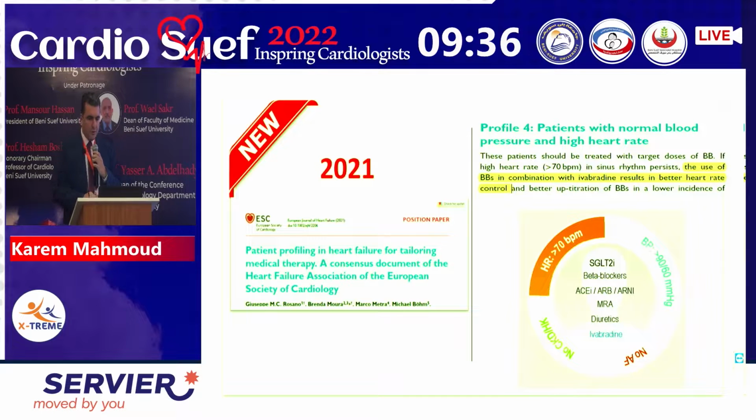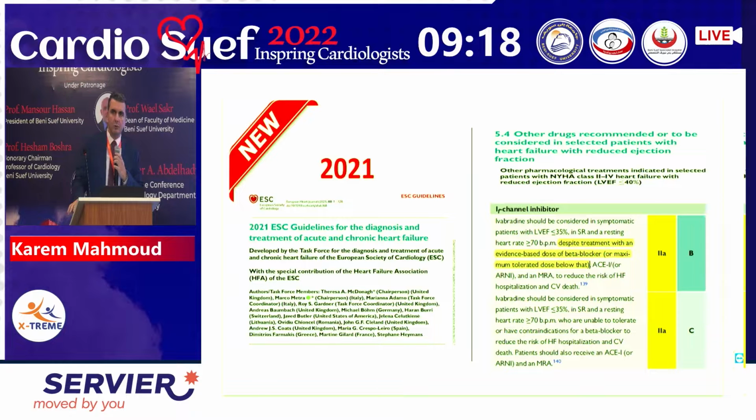In addition to that, of course, if we still have our patient on 4-pillar therapy with a heart rate over 70 beats per minute, even with a good blood pressure, ivabradine can be a good option in this situation to control the heart rate. Based on that, we have guidelines.